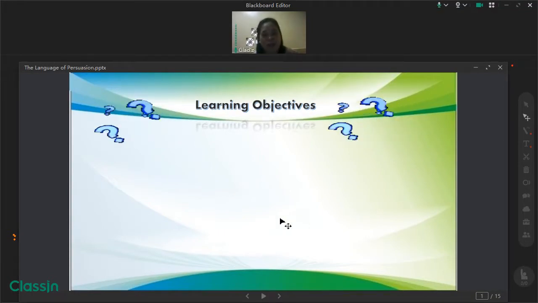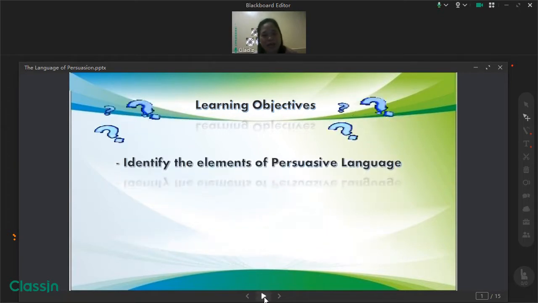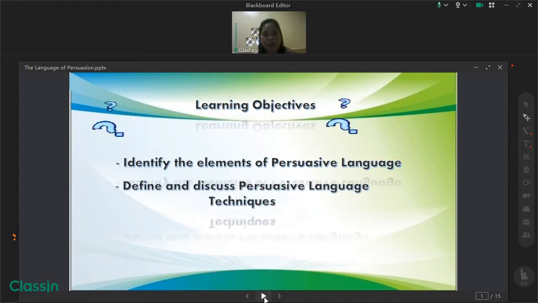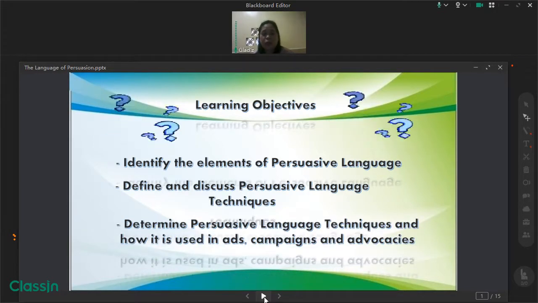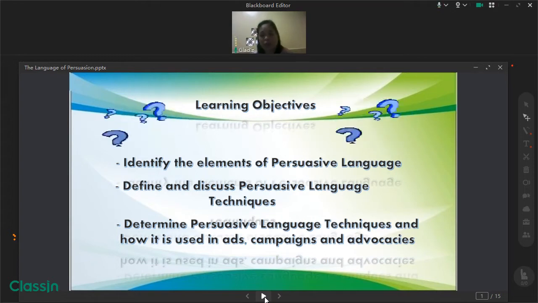And today our objectives are the following. First, identify the elements of persuasive language. Second, define and discuss persuasive language techniques. And the third one, determine persuasive language techniques and how they are used in ads, campaigns, and advocacy. Those are the learning objectives that we are going to achieve in our discussion this morning.